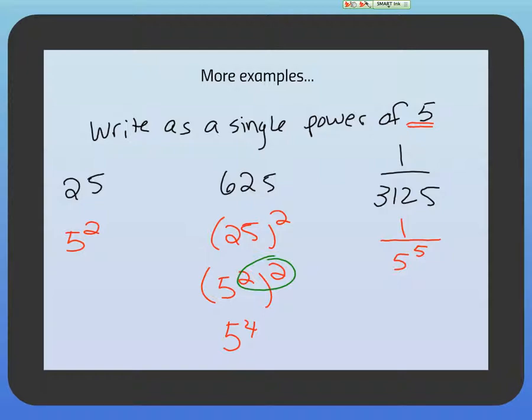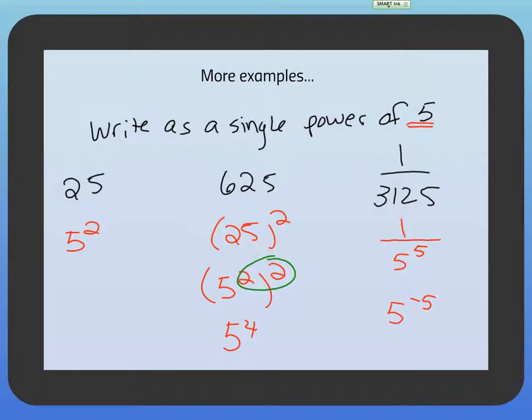Now, this is not a power of 5, because it's 1 over 5, so I have to bring that up, and when I bring that up, it's going to become a negative 5. So now I have a single power of 5. 5 to some power, 5 to the negative fifth power.